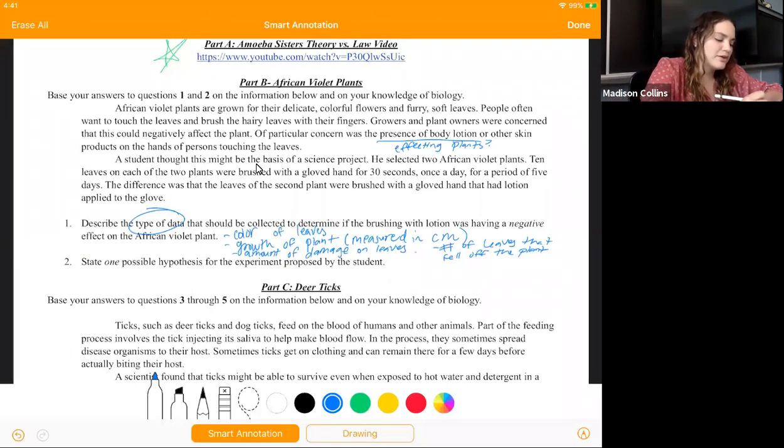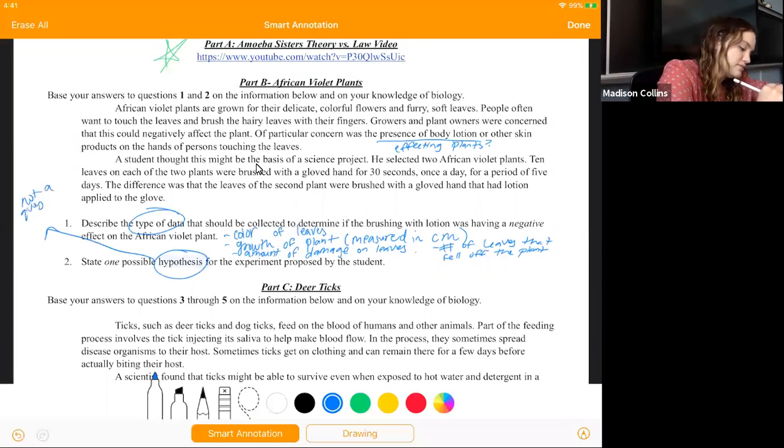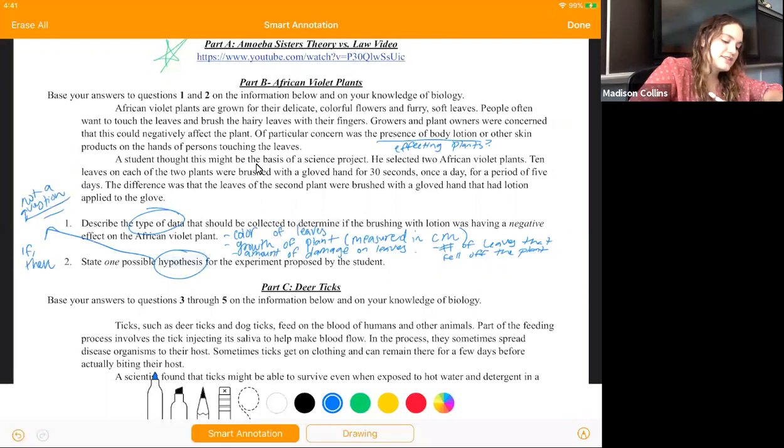Okay, so then what is one possible hypothesis for the experiment proposed by this student? Well, we should know by now that your hypothesis is not a question. It's a statement. And it should be written as an if-then statement. And I told you yesterday, if you set your hypothesis up correctly, it should read something like: if IV, then DV.